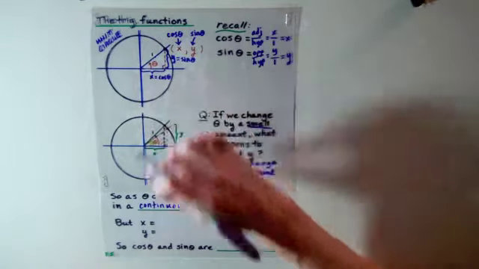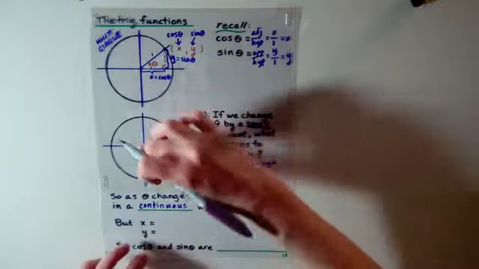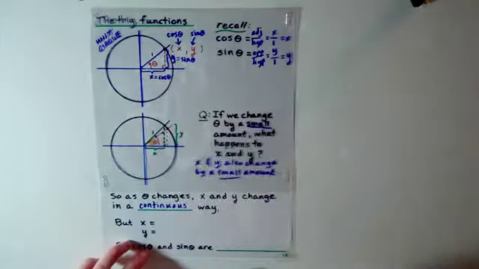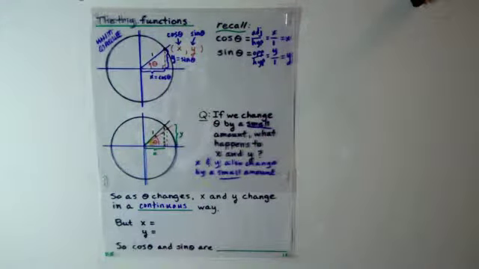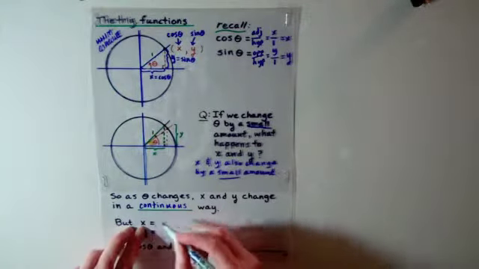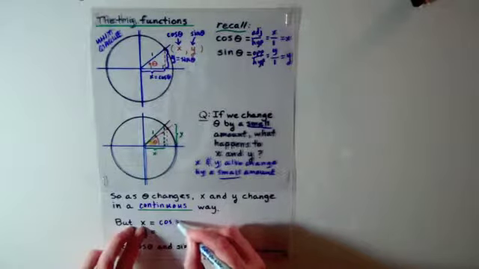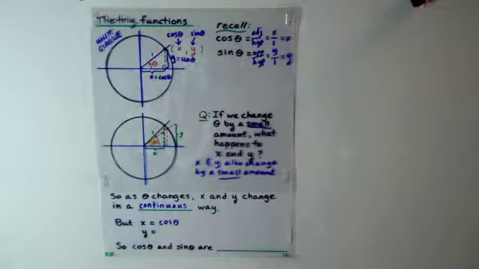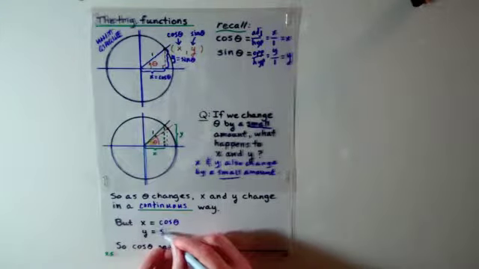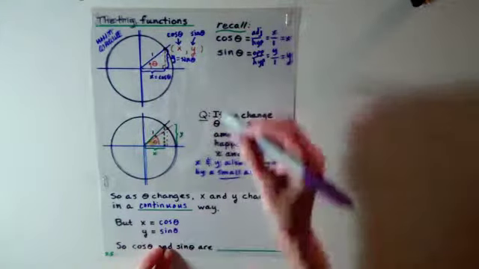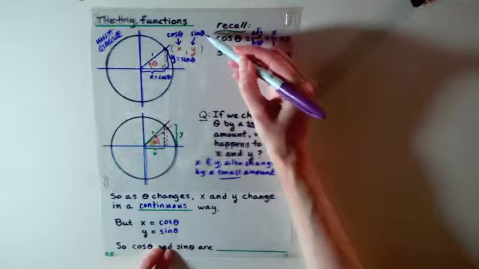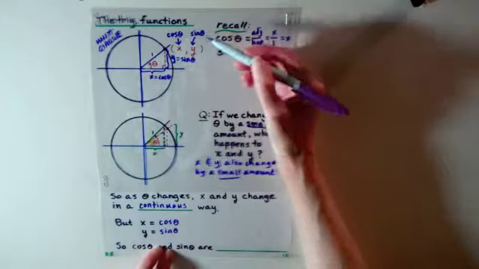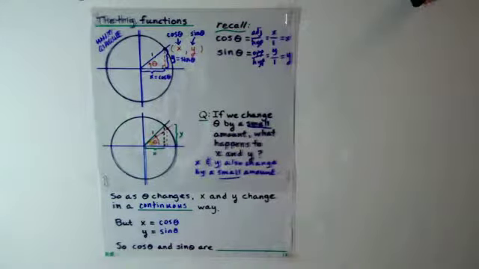So if we change theta gradually and continuously, x will change gradually and continuously, and y will change gradually and continuously. But remember that x is cosine of theta if we're talking about a point xy on the unit circle, and y is sine of theta. That's what we set up here. The y coordinate is the same number as sine of theta, as long as we're talking about a point on the unit circle, circle of radius 1.